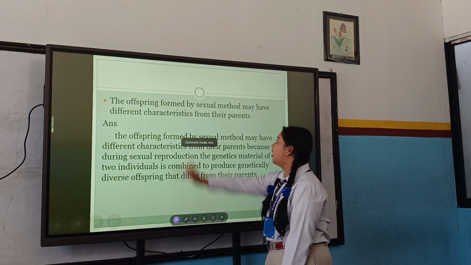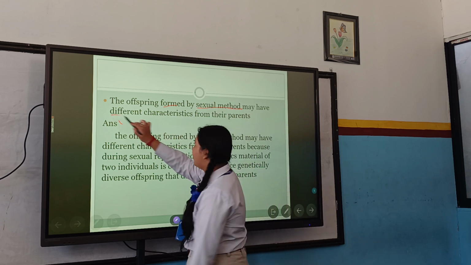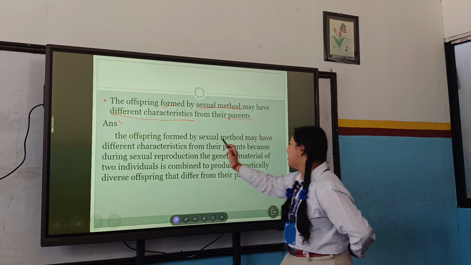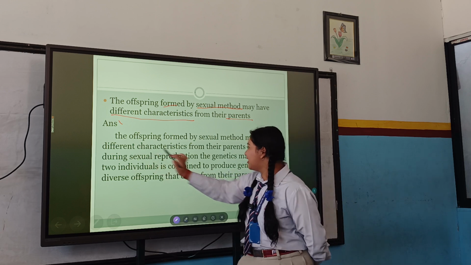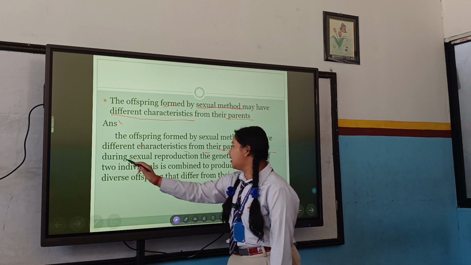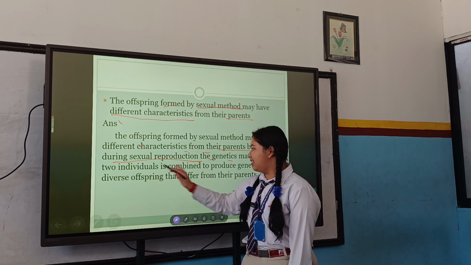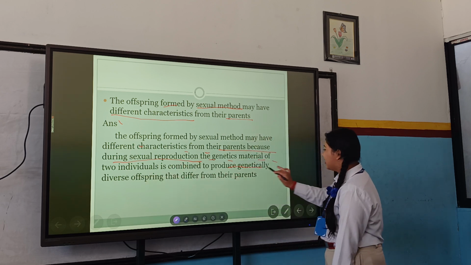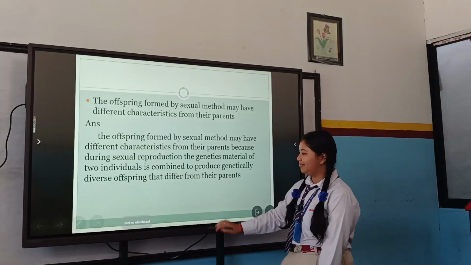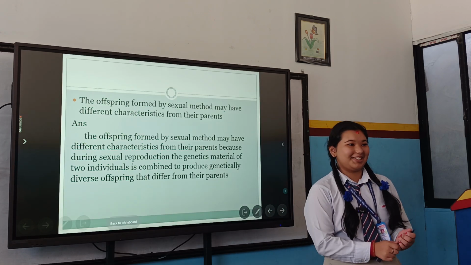The offspring formed by a sexual method may have different characteristics from their parents because during sexual reproduction the genetic material of two individuals is combined to produce genetically diverse offspring that differs from their parents. Thank you.